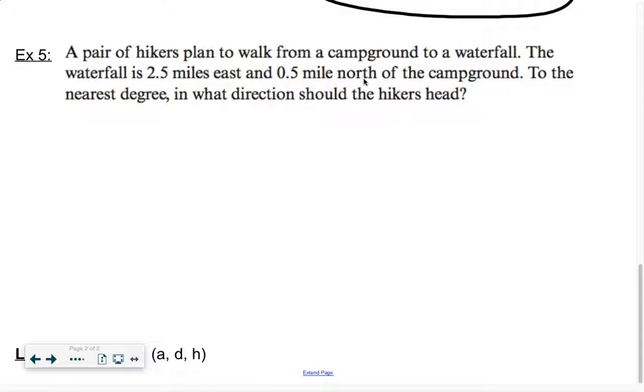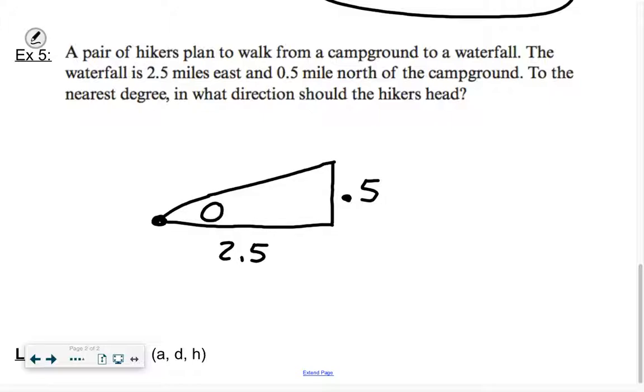Last one. A pair of hikers plan to walk from a camping ground to a waterfall. The waterfall is 2.5 miles east, half mile north, to the nearest degree. In what direction should the hikers head? So we pick a point. Tells us we're going to walk 2.5 miles east. And then we're going to go a half a mile north. We want to know at what angle theta should I walk at to get to my point.